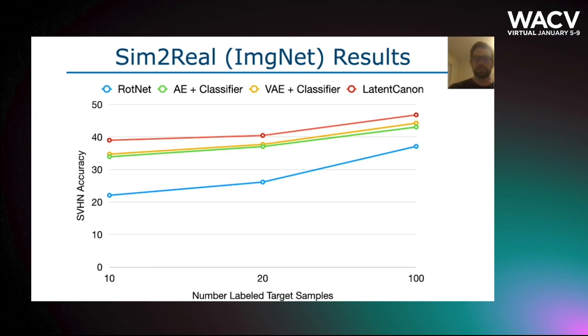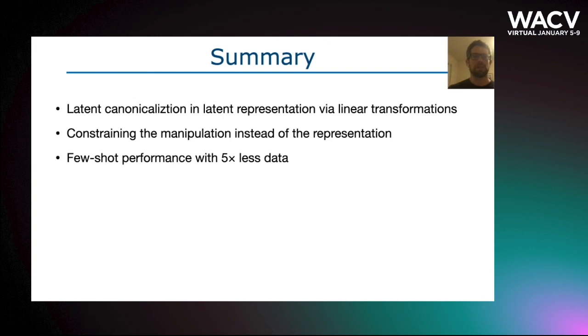large margin. In summary, we've introduced the concept of latent canonicalization in latent space. Uniquely, we encourage disentanglement in latent space by constraining the way the representation is manipulated. We've seen impressive results on sim to real compared with baselines. For more details, please see the paper.